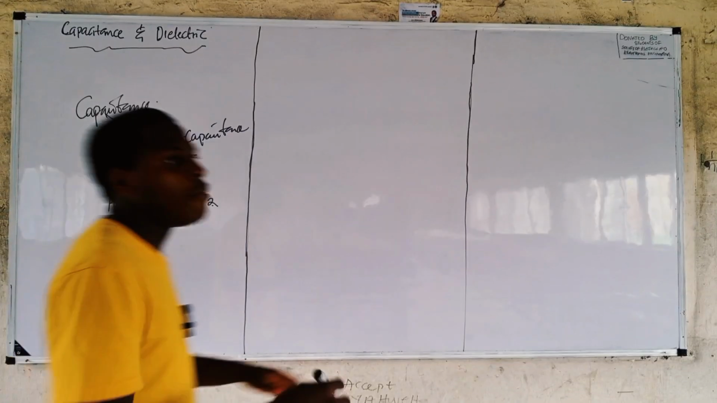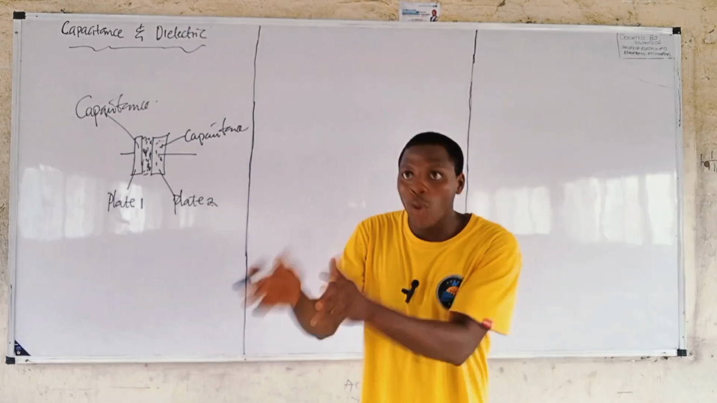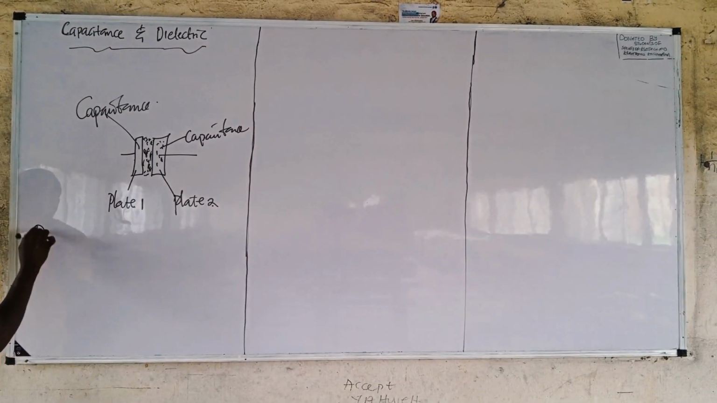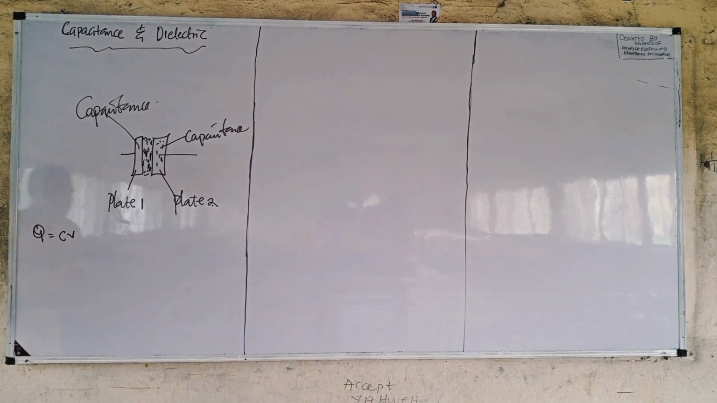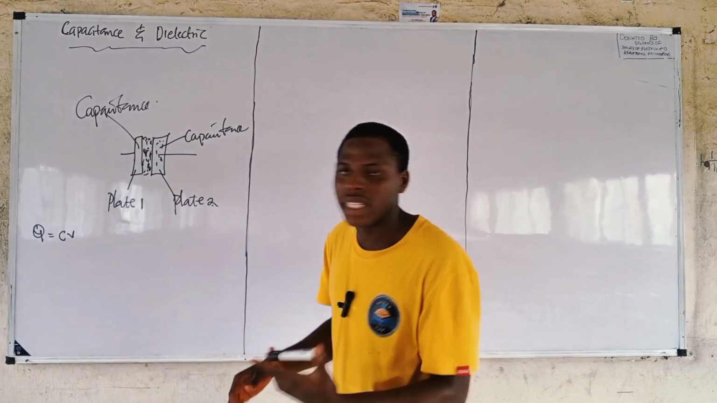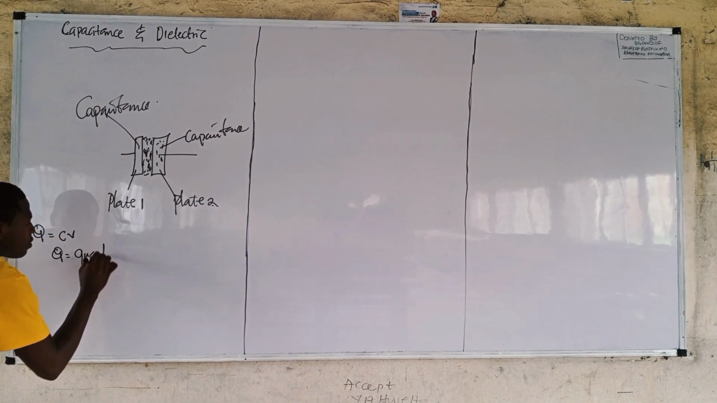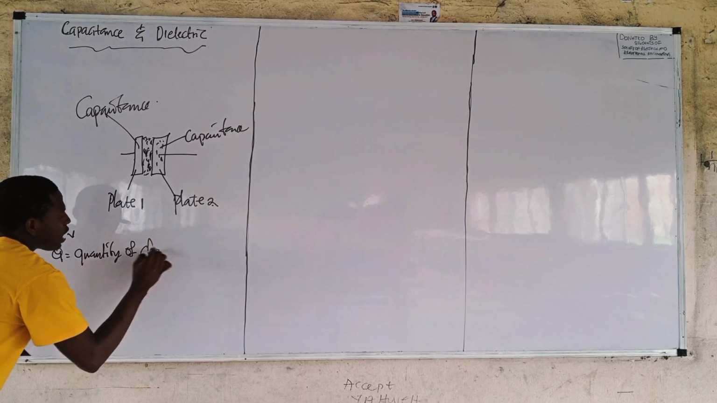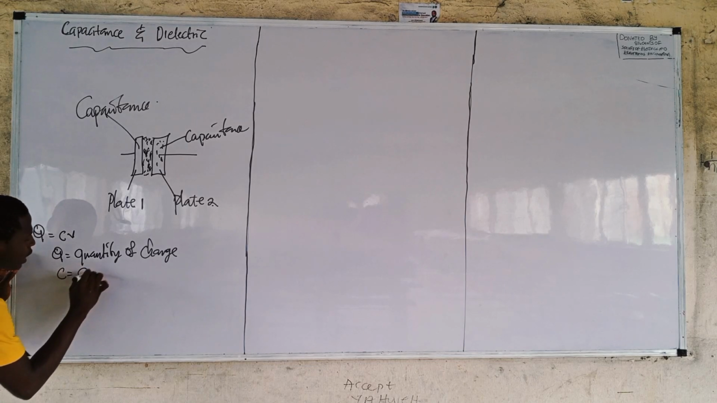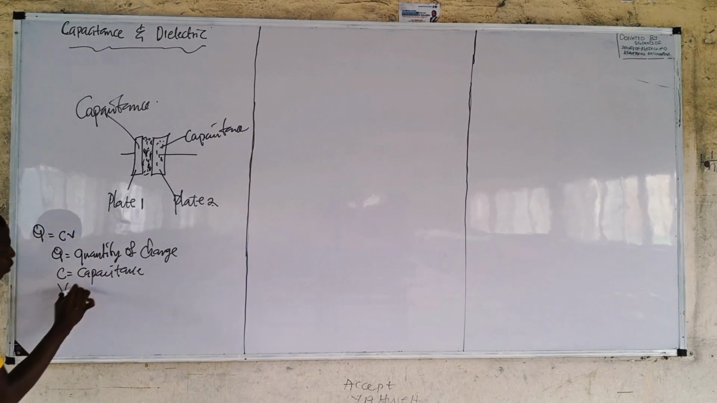Are we together? From elementary physics, when we talk about capacitors, there is a general equation that we know. And what is that equation? Q is equal to CV. Now, what should come to your mind is what is Q, what is C, and what is V in the equation? Your Q stands for quantity of charge, or simply your charge. Your C stands for capacitance. And the V stands for voltage.